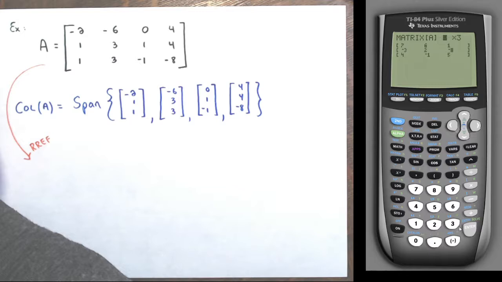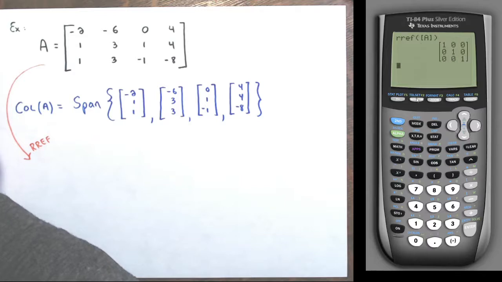This is a 3x4. And enter the entries: 6, 0, 4, 1, 3, 1, 4, 1, 3, negative 1, negative 8. All right, and the last thing I entered was reduced row echelon form, so I can just re-enter it by hitting second enter.